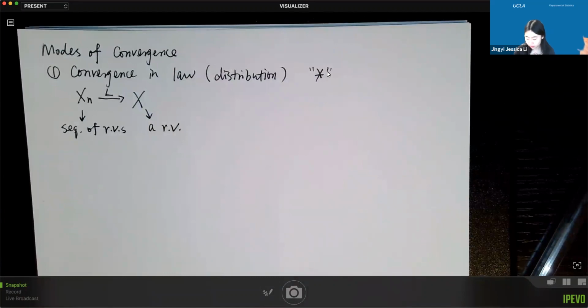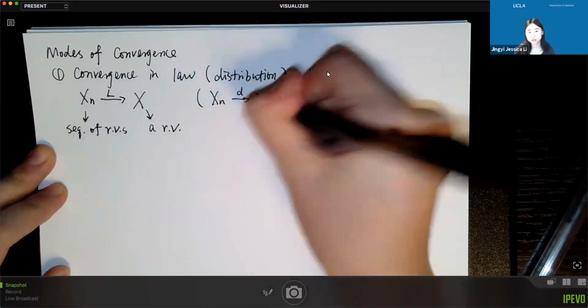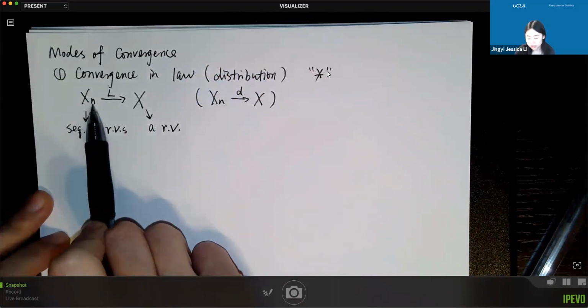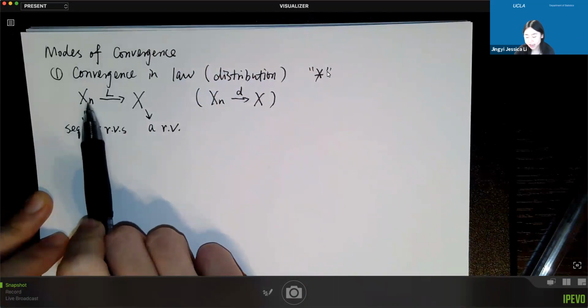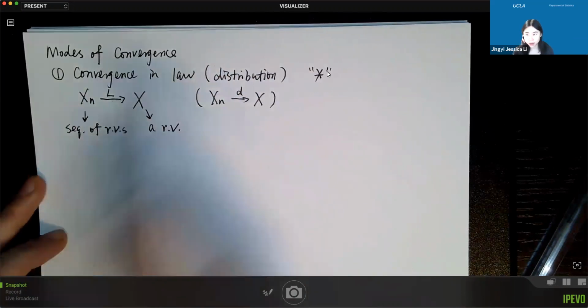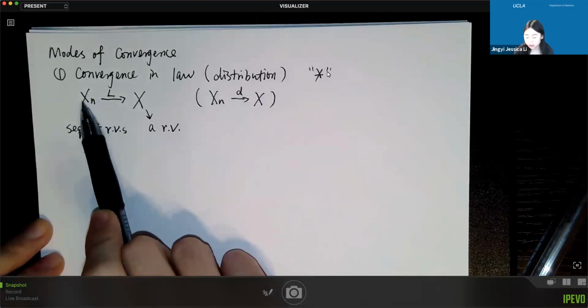It could be a constant, but a constant is a special type of random variable, so we're being general. In some other books, when people call this convergence in distribution, they may write it as X_n converges in D to X. You will see both, but they mean the same thing. Intuitively, it means that as n increases, the distribution of each X_n will become more and more alike the distribution of X. So we are just talking about the distribution.